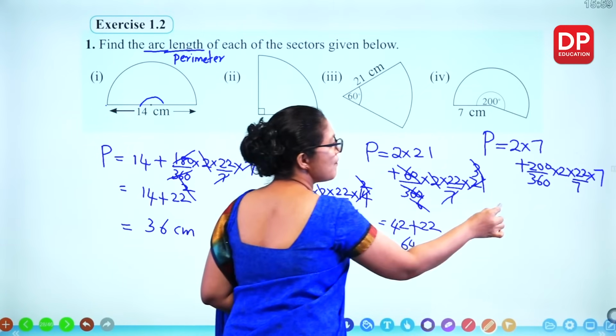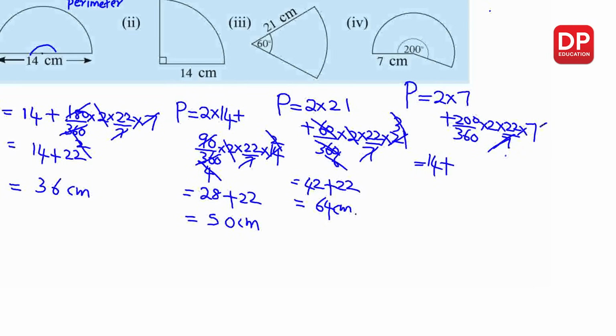Now simplify. Here 7 and 7 get cancelled out, and this 0 gets cancelled out with this 0. What else can we cross out? 2 with this 36 you get 18, and this one you divide by 2 you get 10 here and 9 here. Divide by 2, and then that's all. 10 into 22 is 220 over 9.